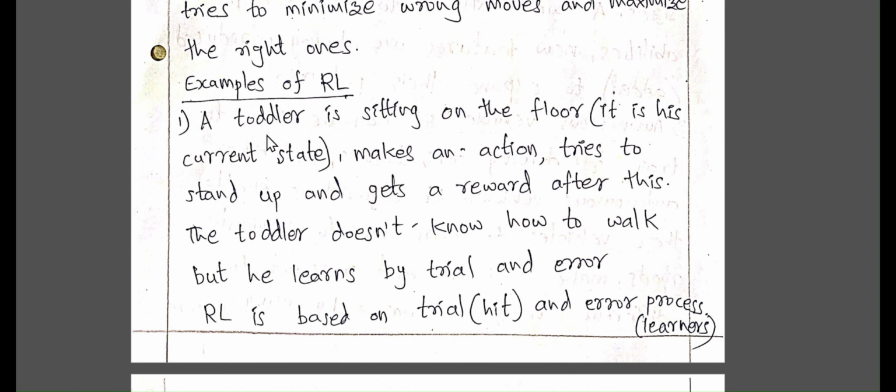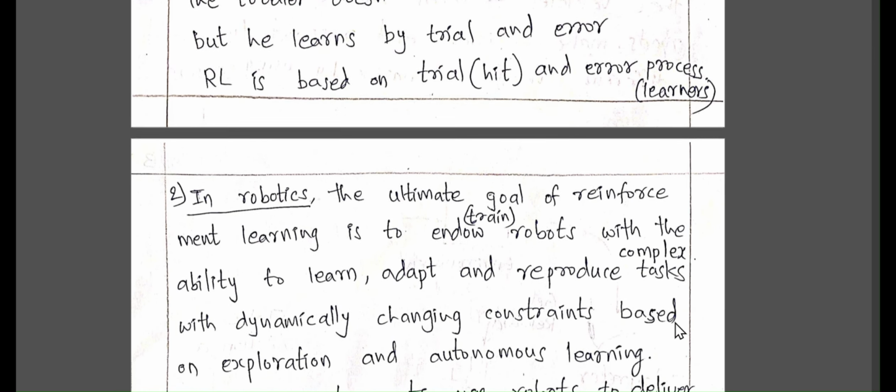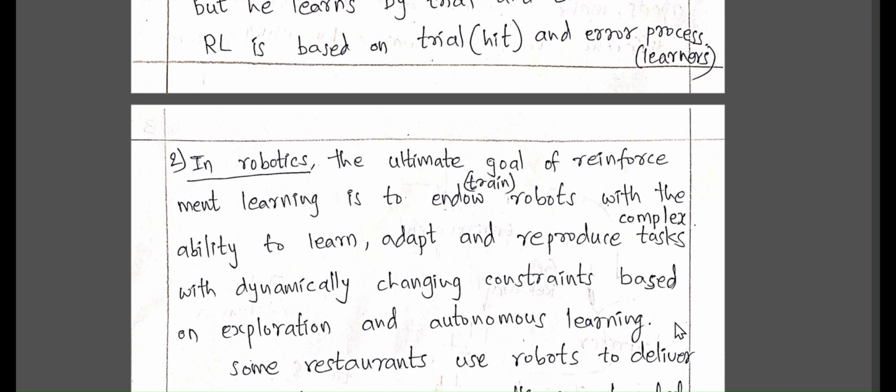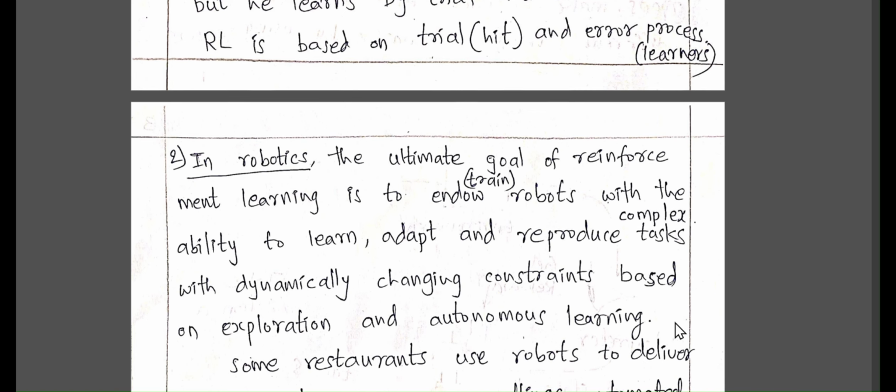Examples of RL. A toddler is sitting on the floor, makes an action, tries to stand up, and gets a reward after this. The toddler doesn't know how to walk, and he learns by the trial and error method. A toddler is a small baby, he doesn't know how to walk. So he tries by standing up and then moves forward. By moving forward, he may get a reward like a chocolate or something else. It's the basic trial and error method which is used in RL.